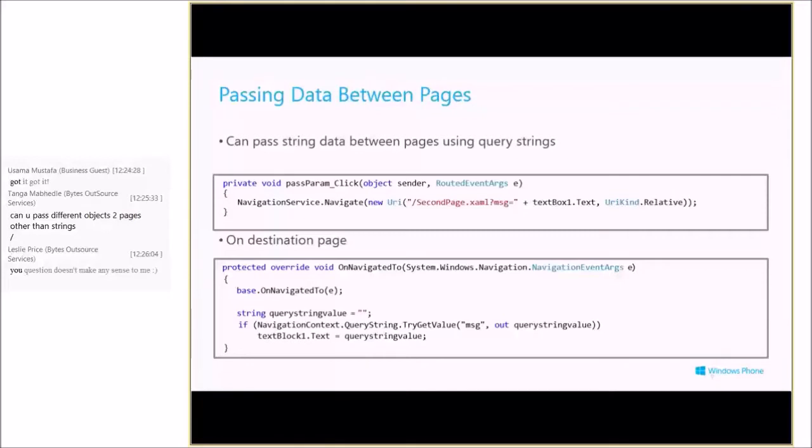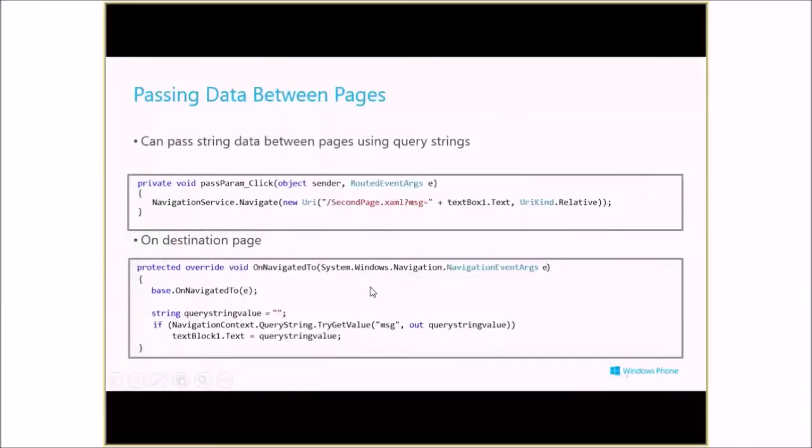It's very easy from the name, of course, but I just wanted to make sure that you know that they both exist. So in this example shown on the slide, the code calls the NavigationContext.QueryString.TryGetValue. We're trying to get the value of the message, that's the string that we're sending, and we're storing this value in a query string value of a string. Then we're getting that value and putting it in another text block in the destination page. This is as easy as that.